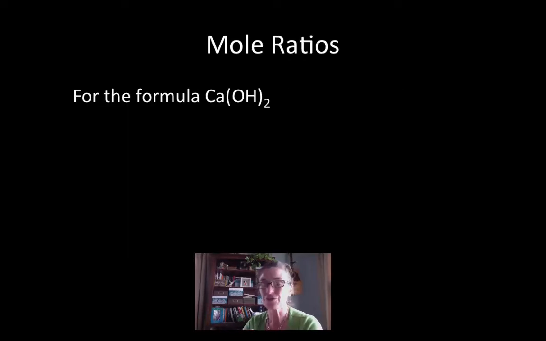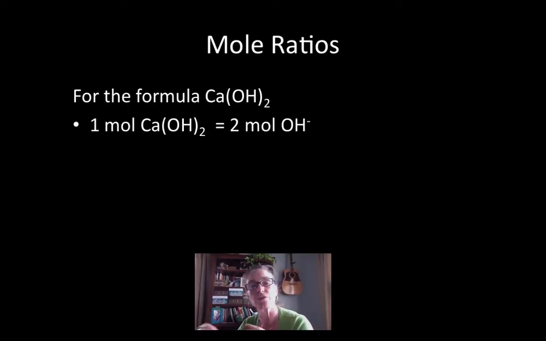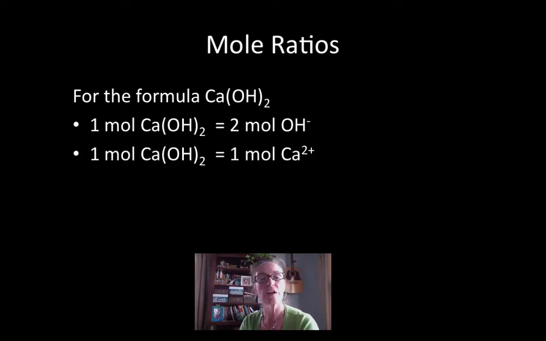We can also use these beautiful things called mole ratios. Mole ratios can be found in the formulas, or they also can be found in balanced chemical equations. So for example, I know that 1 mole of calcium hydroxide is equal to 2 moles of hydroxide ions, and I see that by my subscript of 2. I can also say that 1 mole of calcium hydroxide is equal to 1 mole of calcium ions, and I see that because calcium has a 1 subscript, and we don't write 1 subscripts.